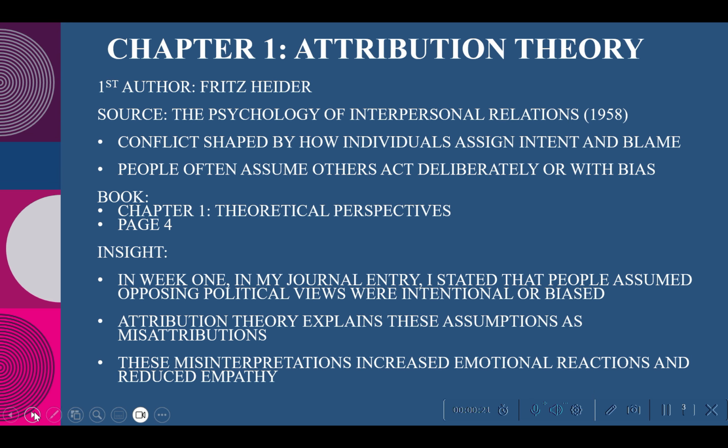So, for chapter 1, Attribution Theory, first author being Fritz Heider, source The Psychology of Interpersonal Relations, 1958. It suggests that conflict is shaped by how individuals assign intent and blame. People often assume others act deliberately or with bias. Book being chapter one, theoretical perspective.